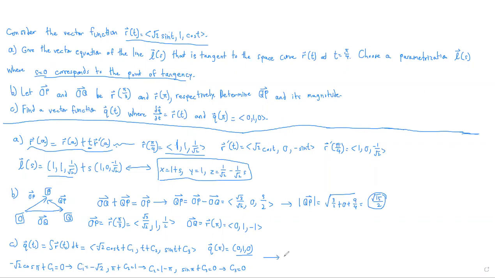Plugging all this in, we get the vector function Q of t is equal to negative root 2 cos t minus root 2, t plus 1 minus pi, and sine t. And that is the answer. We are done this question for today.